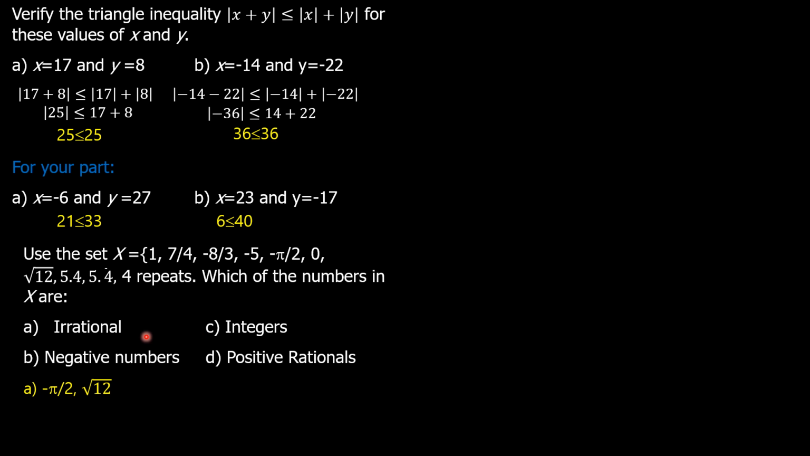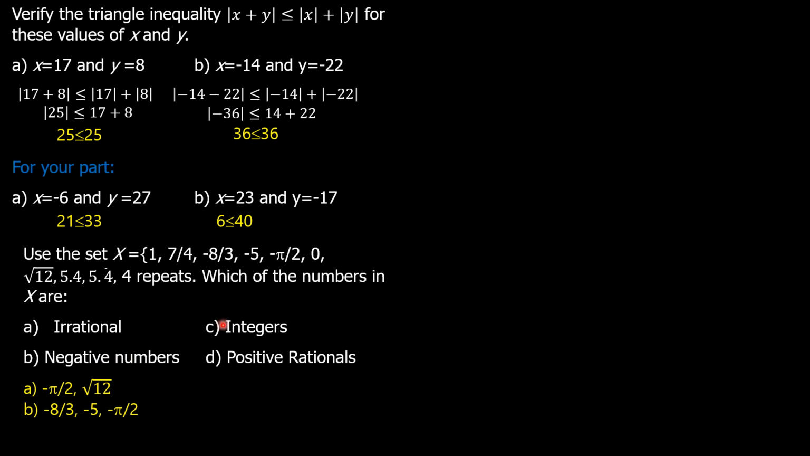Then for part B, negative numbers: negative 8 thirds, negative 5, negative pi over 2. So we are talking here about numbers, both rational and irrational, that are negative. So the answer for part B is negative 8 thirds, negative 5, and negative pi over 2.